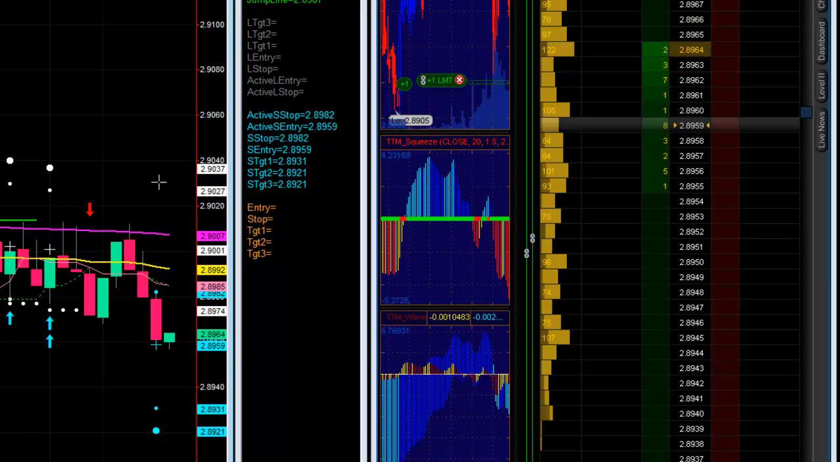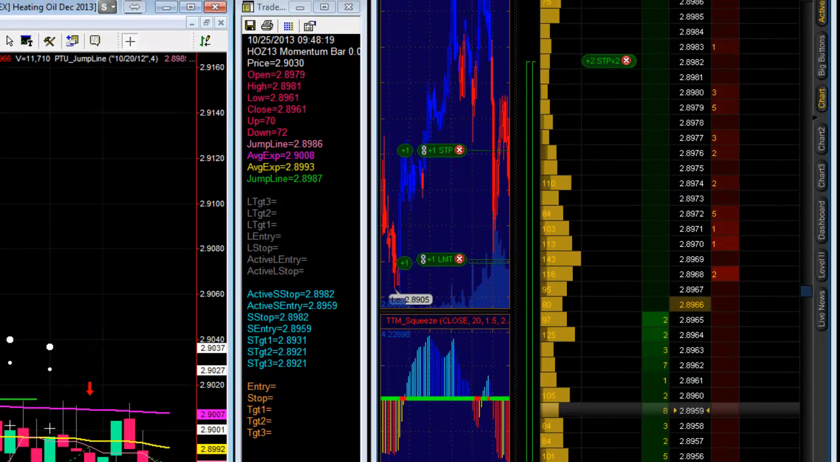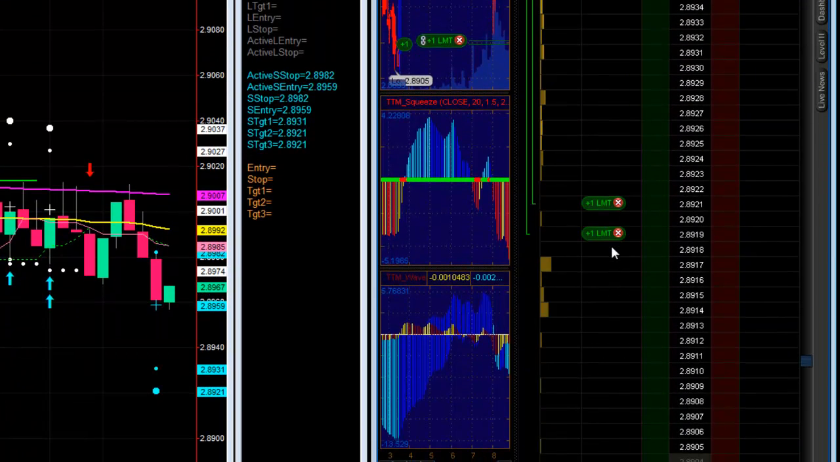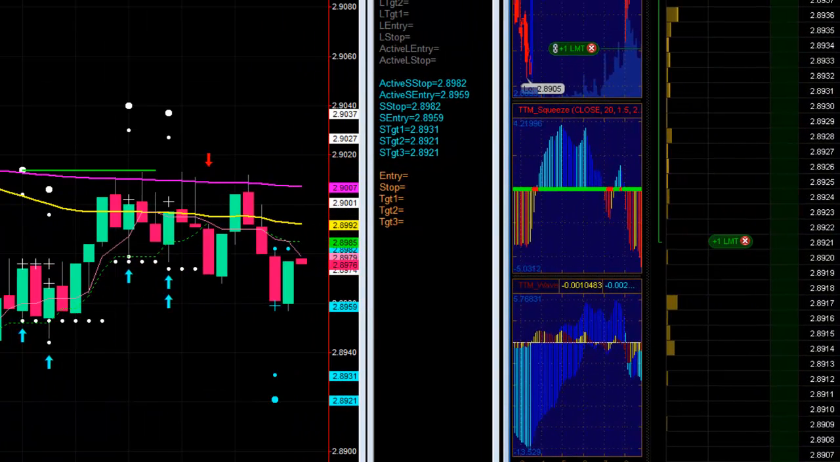And the stop is at 82. Let me just make sure that that's correct. It is. The target is at 21. And I hope this is the move lower. It is the next trade. I got to take it.